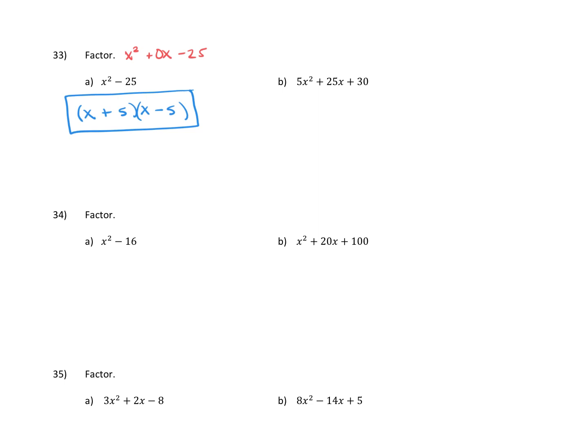All right, part B. First, we look for a GCF. I can see that they all have a common factor of 5, so let's factor a 5 out. Make a note, GCF equals 5. Factor a 5 out of each term, so we have 5 out front. When we factor 5 out, we have x squared plus 5x plus 6.